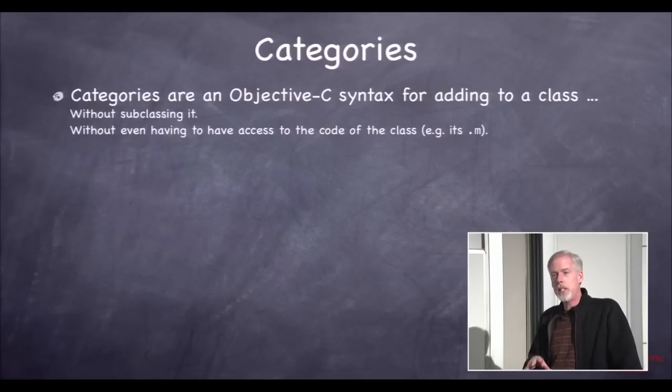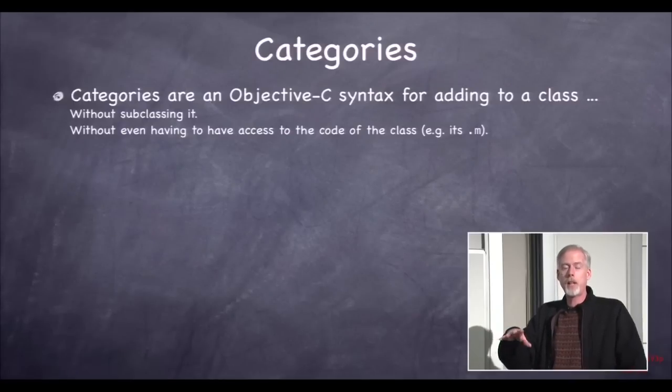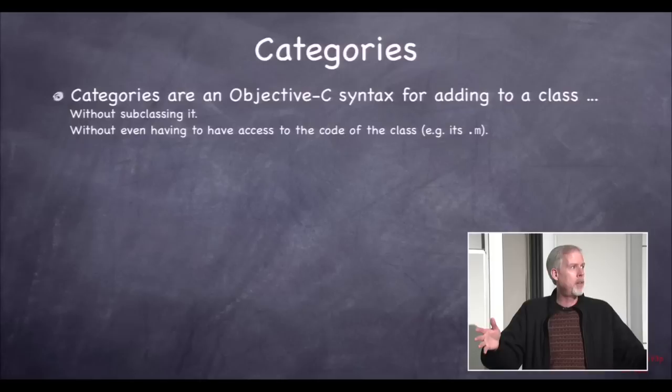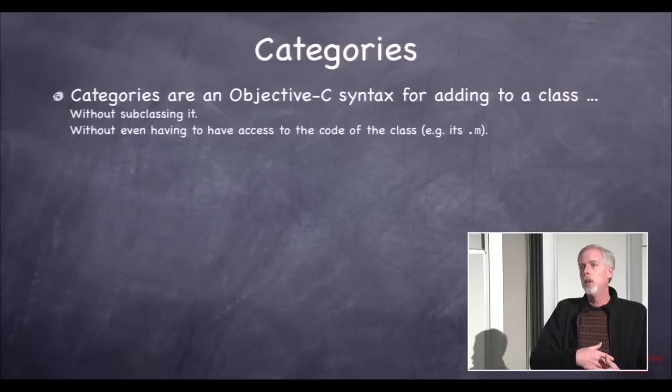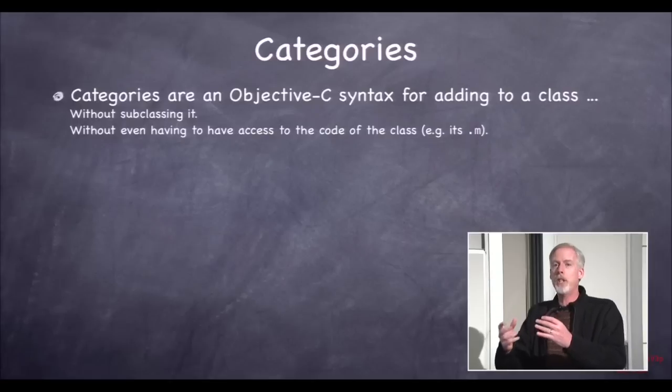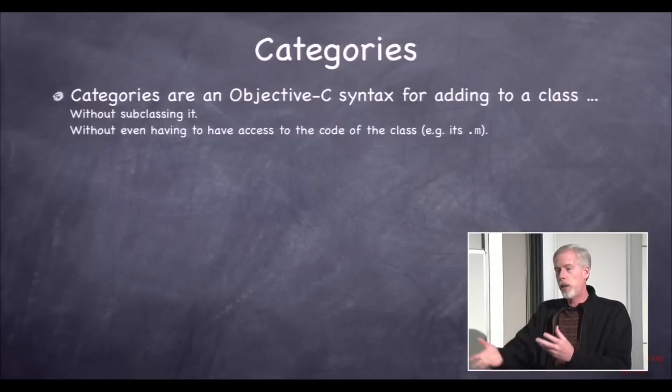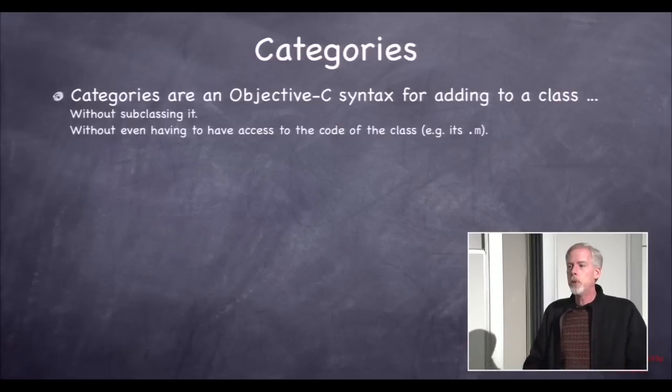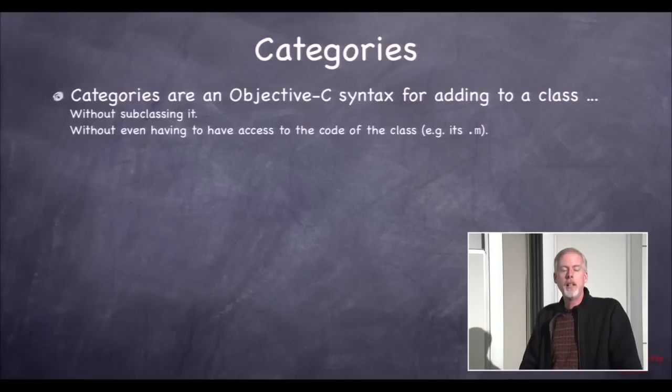So categories are an Objective-C syntax for adding methods or properties to a class without subclassing that class. Now remember that Objective-C is all dynamically bound at runtime, right? So when we send messages, it looks up in a table at runtime: where's the method implementation for this thing? Okay, I'll go execute it. So given that it's all dynamic like that, it's easy for Objective-C to let you define methods somewhere else and then plug them in to that table. And that's basically the way it does it.